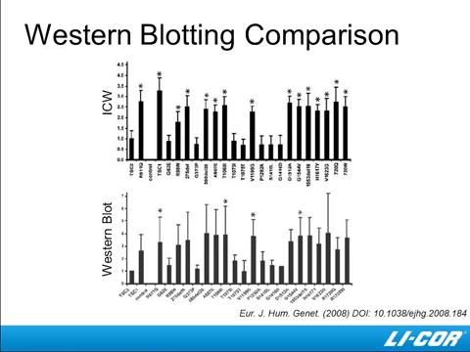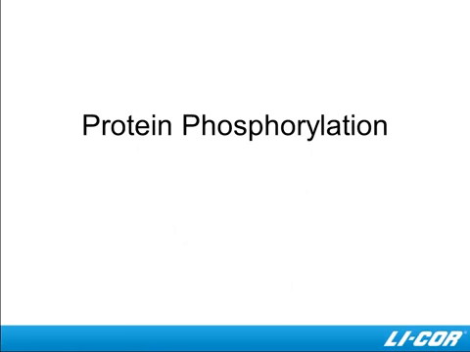So at this point, I want to just go through and give an in-depth example, or walk through an in-depth walkthrough of how you can use the In-Cell Western assay for the experiments you're doing right now in the lab. So to begin with, I want to talk about protein phosphorylation.